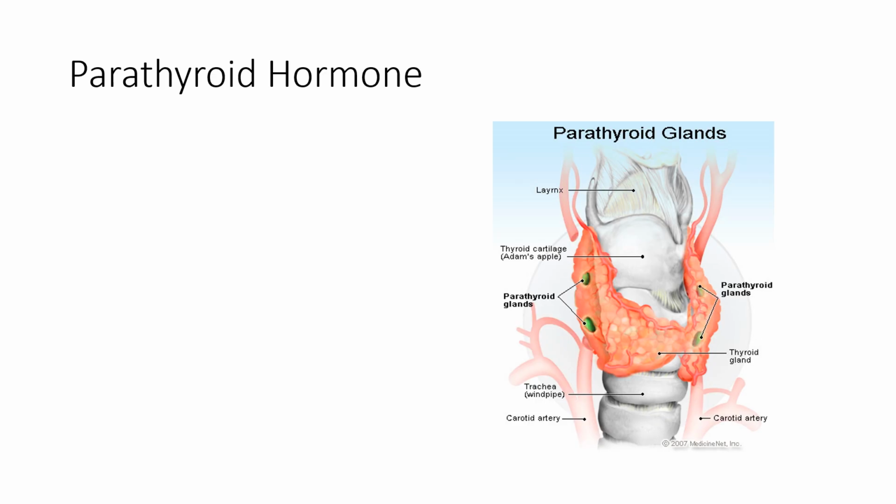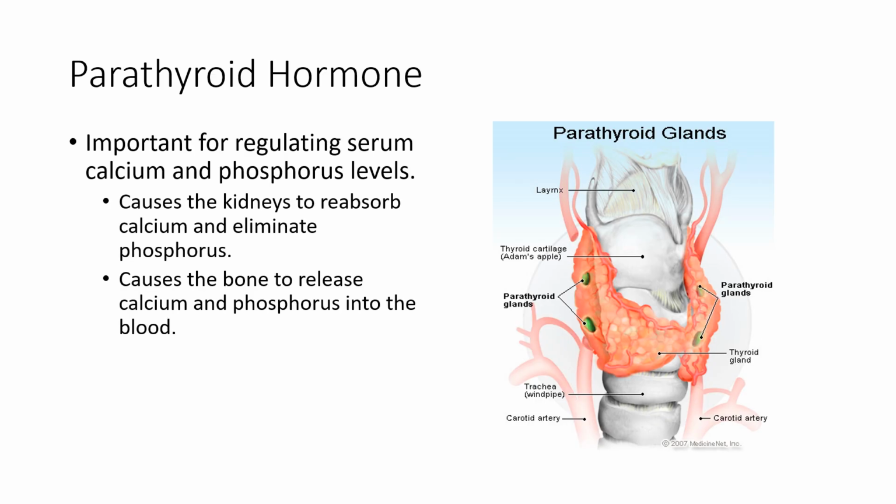What is parathyroid hormone? In the neck are located 4 small glands called parathyroid glands. They produce a hormone called parathyroid hormone, or PTH. The purpose of parathyroid hormone is to regulate serum calcium and phosphorus levels. And there are several triggers for PTH release from the parathyroid glands, including low calcium and vitamin D levels, as well as high phosphorus levels.